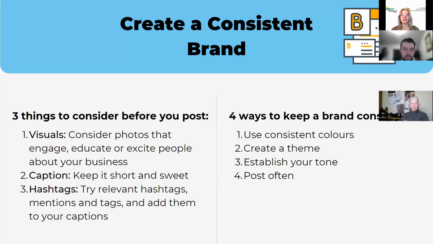You're also going to want to use hashtags. So try relevant hashtags and mention those tags and add them in your captions. So relevant might be small business or Haldeman County. That way, people interested in those topics can actually search just small business on Instagram. And if you've used that hashtag, you might pop up for them.